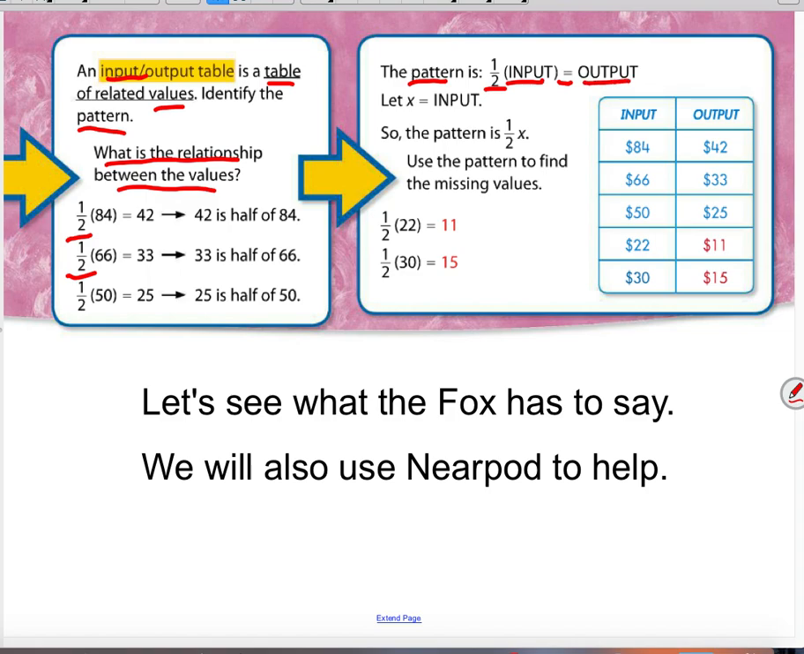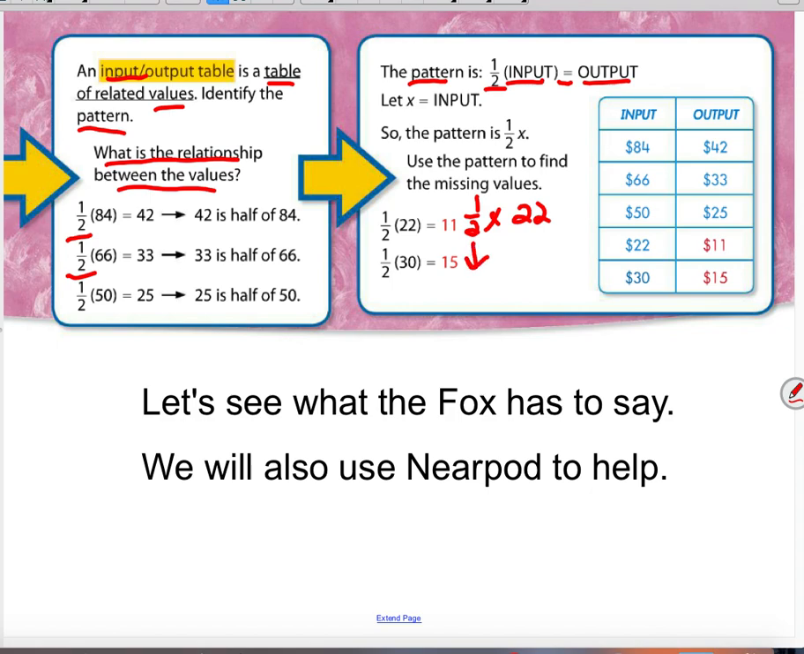1/2 of 84 is 42. 1/2 of 66 is 33. 1/2 of 50 is 25. And so if you wanted to test that, you could easily say, okay, 1/2 of 22, and multiply 22 by 1/2. And that was how you come up with your answer.